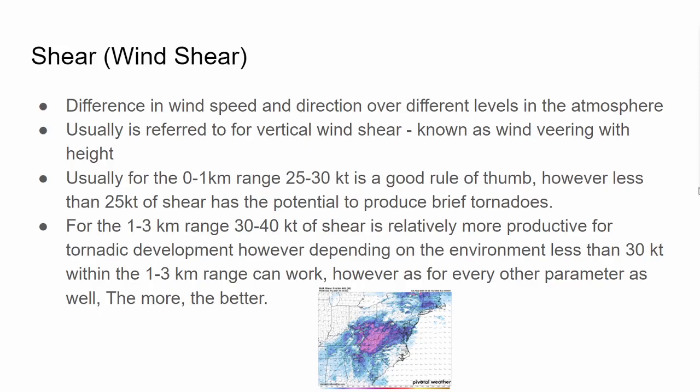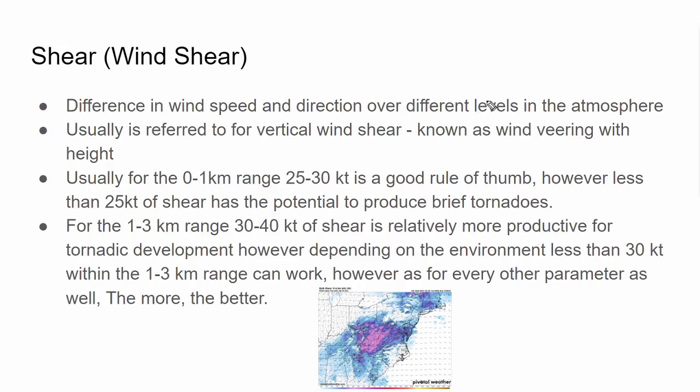When we're talking about shear, we're talking about wind shear, otherwise known as bulk shear on those weather models. It is the difference of wind speed and direction over different levels in the atmosphere. So when I'm talking about soundings, it's usually referred to as vertical wind shear, which is up and down, like I mentioned for CAPE, when we are correlating CAPE directly to the potential maximum wind speed vertically.